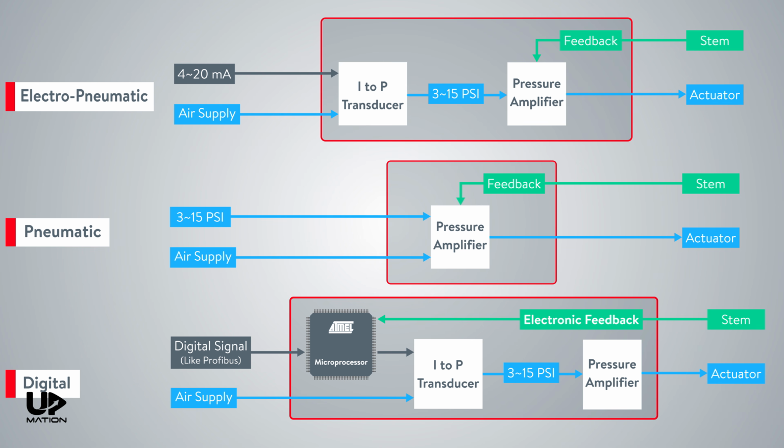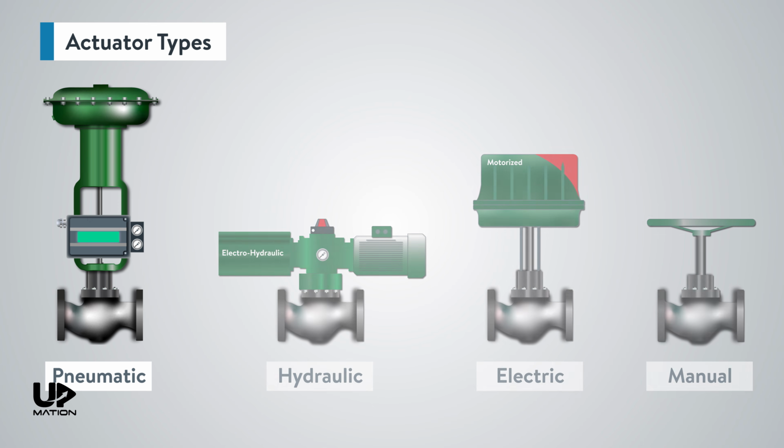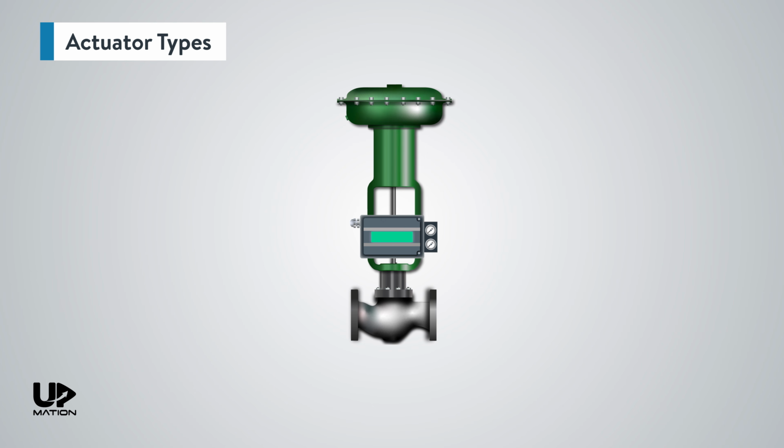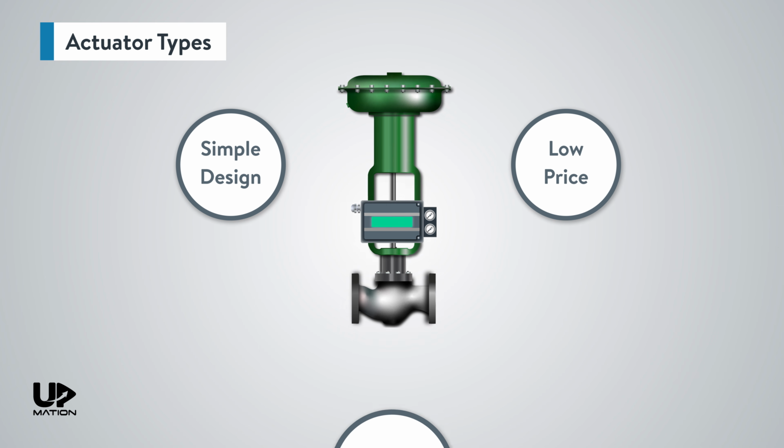Now that we've been introduced to the positioners, let's get into the actuators and their different types. Generally, we can classify the actuators into 4 different categories: pneumatic, hydraulic, electric, and manual. The pneumatic actuators are the most used kind of actuators due to their simple design, fairly low price, and of course being intrinsically safe.